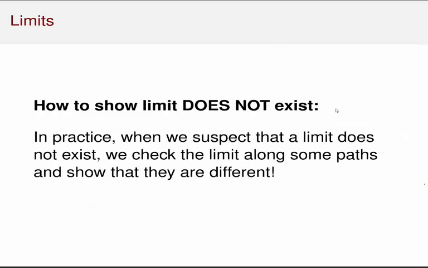Let us first turn to the question of how to show the limit does not exist at a given point (a, b), let's say. Well, this is based on the observation that if the limit does exist at (a, b), then the limit along every path passing through (a, b) must be the same. So in practice, if we suspect that the limit does not exist, then it is enough for us to check the limit along certain paths, in fact, 2 will be enough, and show that they are different. Please note that these paths that we choose must pass through the point (a, b).